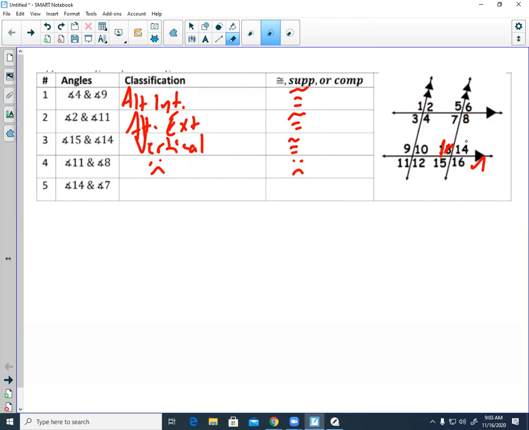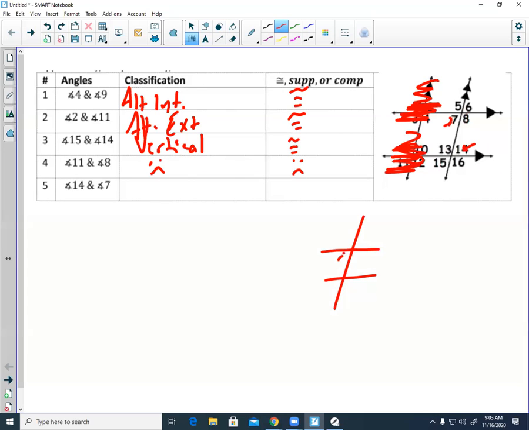And then finally, for the very last one, we have angle 14 and angle 7. This thing gets crossed off because it has no arrows. This thing gets crossed off because it has no arrows. I've now created a line that looks like this with this angle here and this angle here. And you should be able to see right now that that is alternate interior.